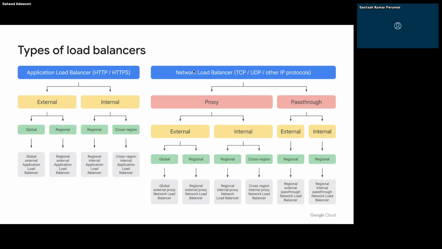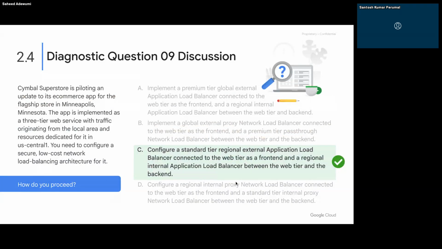So here we have the network load balancer with low latency, and proxy and pass-through. As we have external and internal, all this is still the same configuration. We have global and regional, and regional and cross-region. For the internal, we always have regional and cross-regional. For external, we have regional.